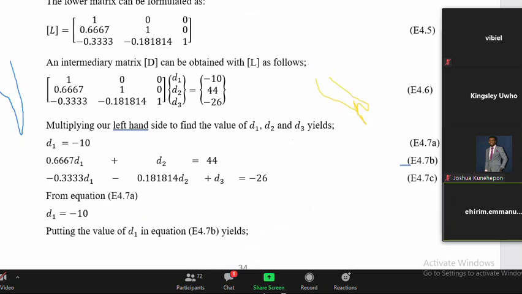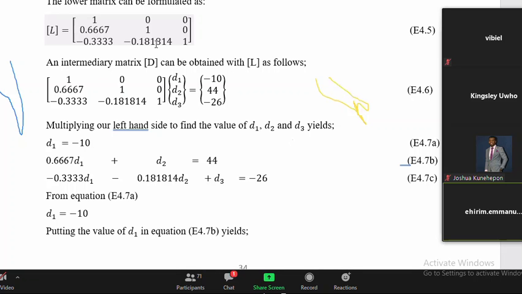Okay? So let's formulate the lower triangular matrix. We said the diagonal will be 1, 1, 1, right? Diagonal is 1, 1, 1. Then 0.666 is the F21, which is 2 over 3. We use it to eliminate x1 here. All right? And the other one is minus 1 over 3, which is this value here.